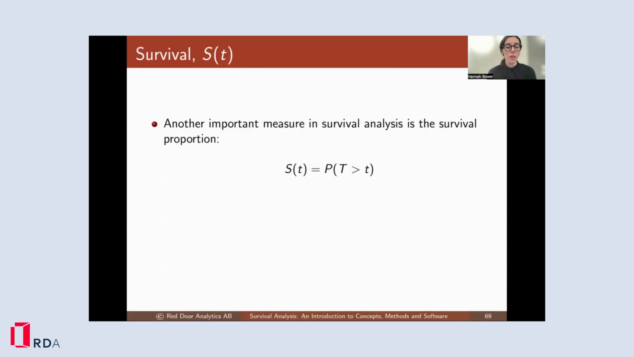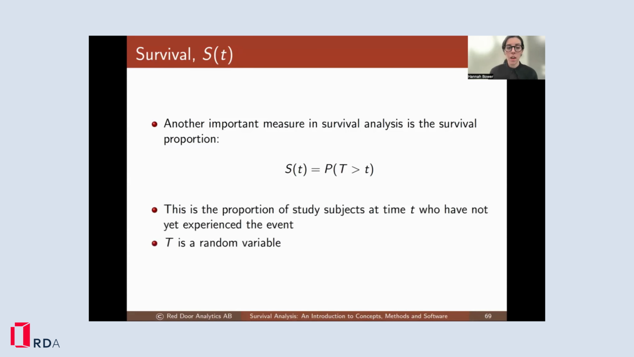So survival, also denoted here as S(t), is a very important measure in survival analysis. It is the survival proportion, which is defined as the function S of t, equal to the probability that capital T, which is our event, is greater than small t. So this is the proportion of study subjects at time t who have not yet experienced the event, where capital T is the event time and it's a random variable.